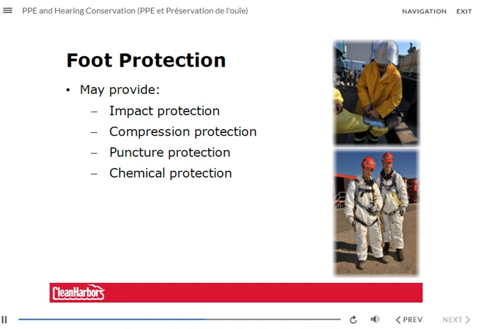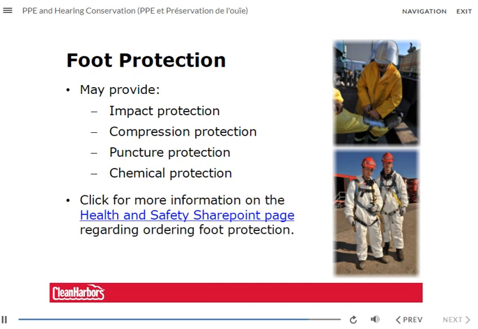The standard work boot within Clean Harbors is a 6-inch high boot with a raised heel and protective toe cap. This style protects from the common hazards that were just discussed, as well as providing ankle support to minimize sprains and strains. The Health and Safety SharePoint site provides forms for ordering foot protection. Please note that a new pair of boots can be ordered on an annual basis.